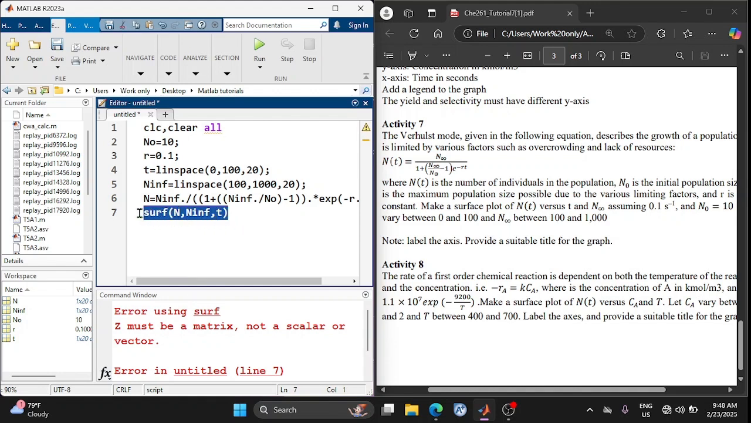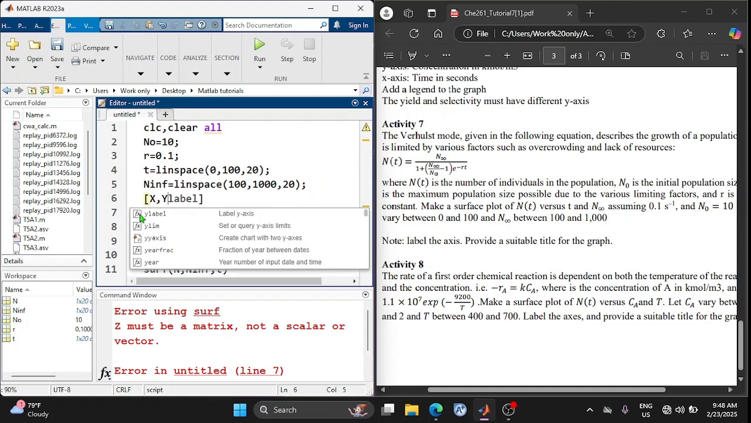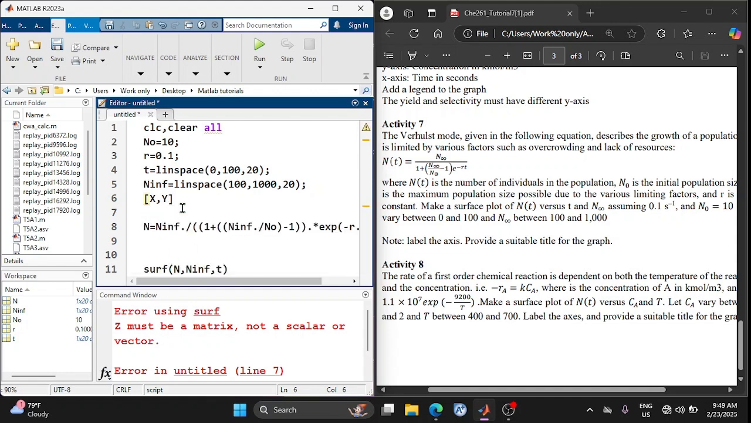So let me go down and then come up here. What we are going to do is say maybe x comma y. You can use any values you want, but just know that the first value you use here, let me type it out first, is equal to meshgrid t comma n infinity. So we are going to get a meshgrid of t and n infinity. The first value, x, is going to be assigned to the t's and the y is going to be assigned to the n infinities, right? So let me run that.